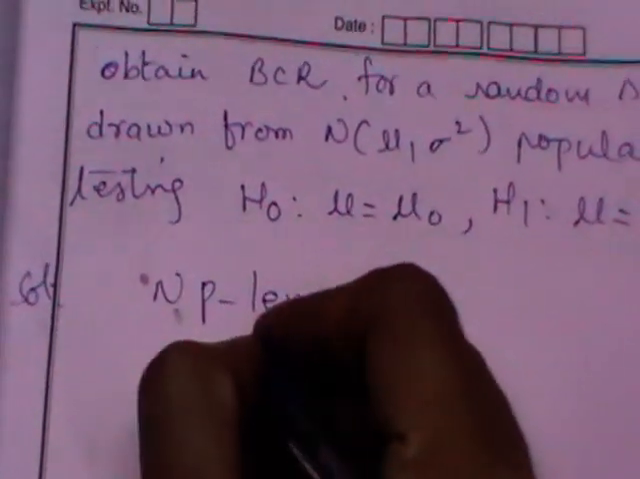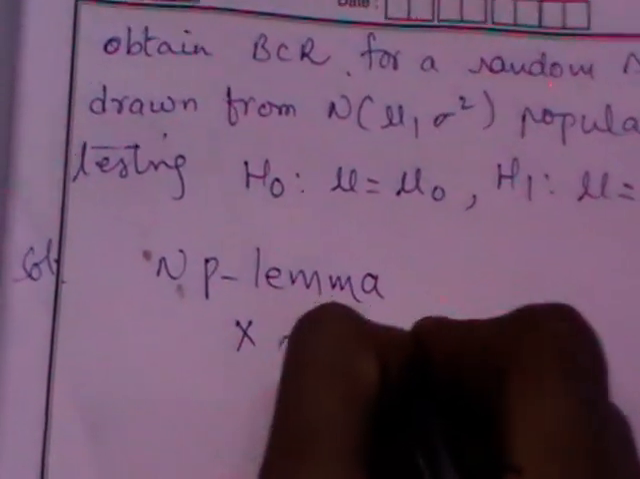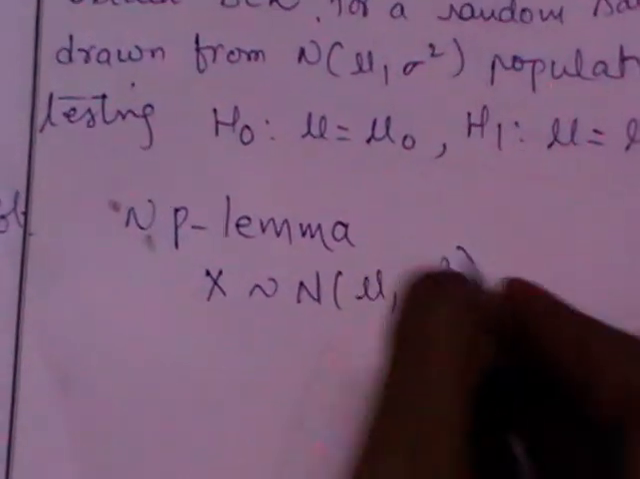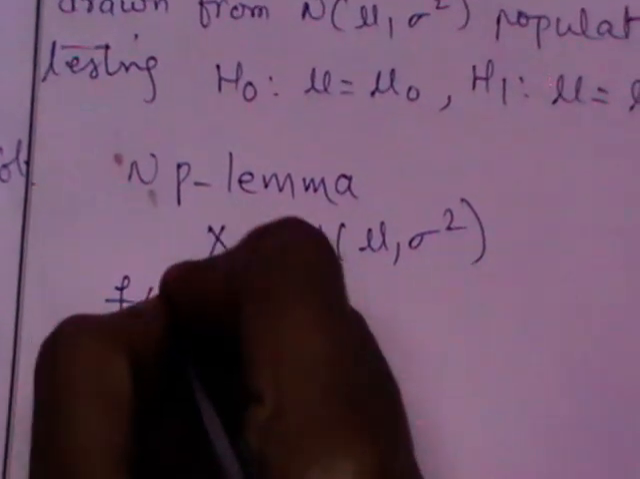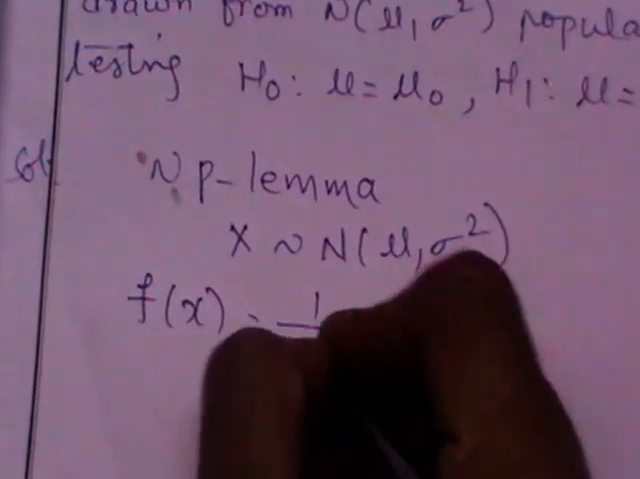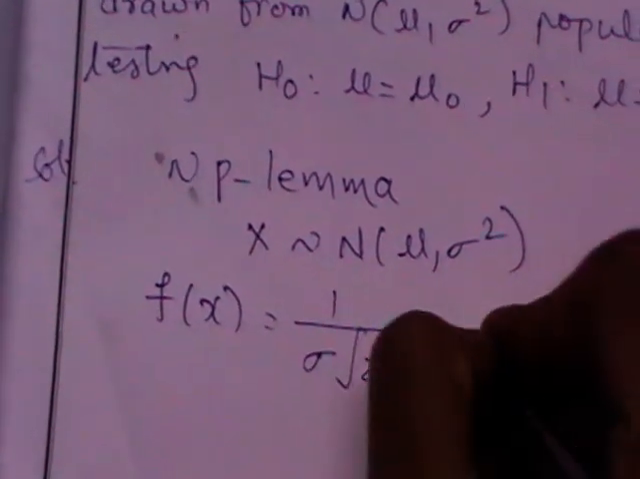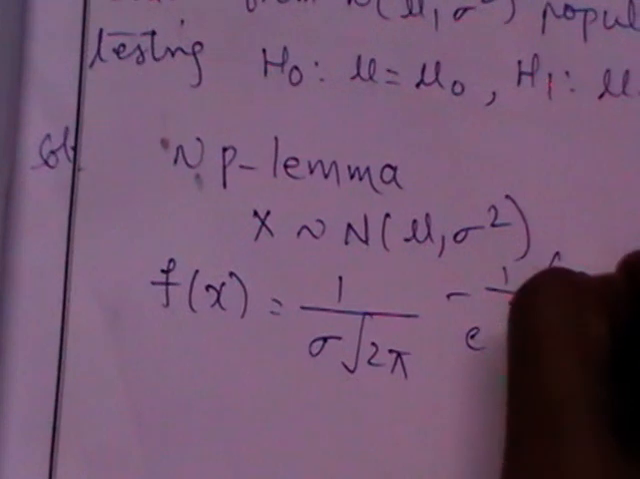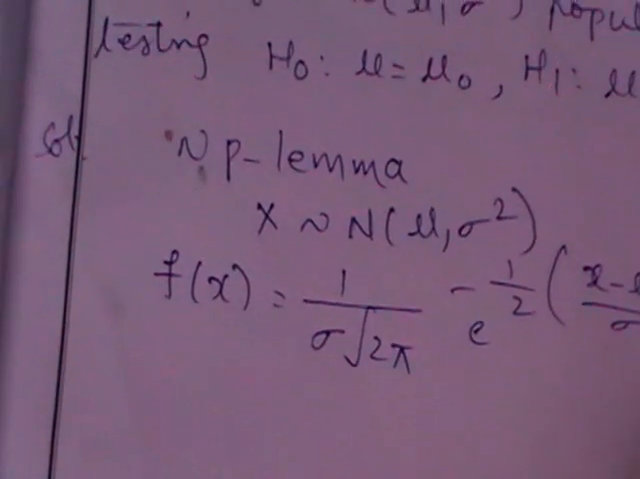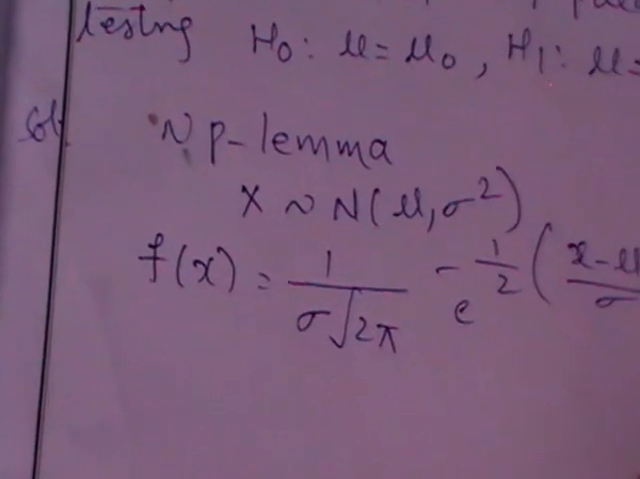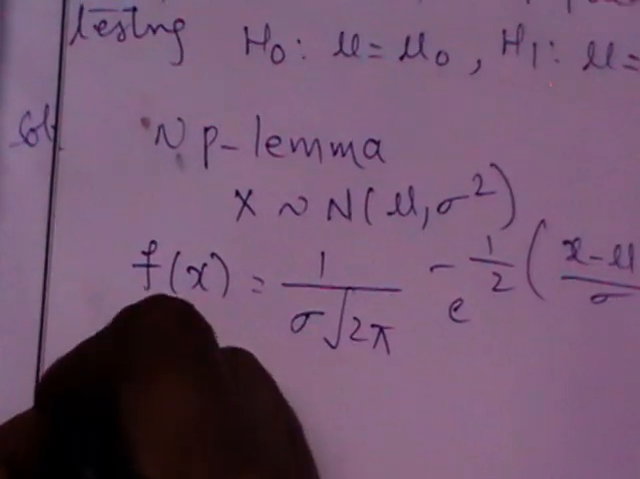The first one is to identify the distribution from which the sample is drawn. Here the sample is drawn from normal distribution. Therefore the PDF will be, I think you know, this is the PDF for normal distribution. After writing the PDF, you should write L.